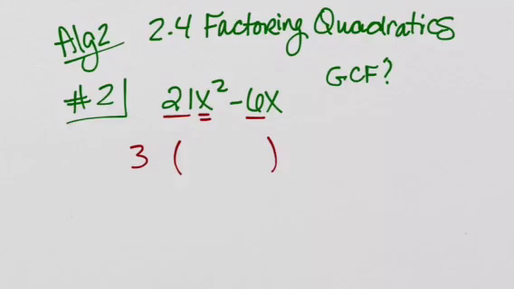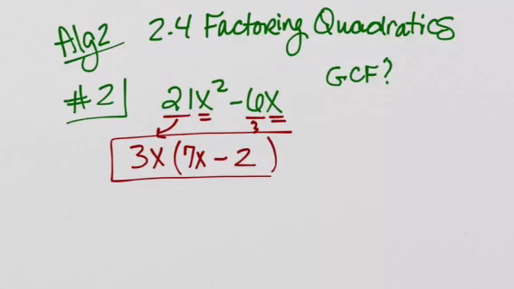But I also see that they share an x as well. The first term has 2 of them, the last term has 1. So I can take 1 away from both of them. 21 divided by 3 leaves 7, and then an x. 6 divided by the 3 leaves me with a minus 2, and I took away the x. So what I'm left with is this right here, 3x times 7x minus 2.